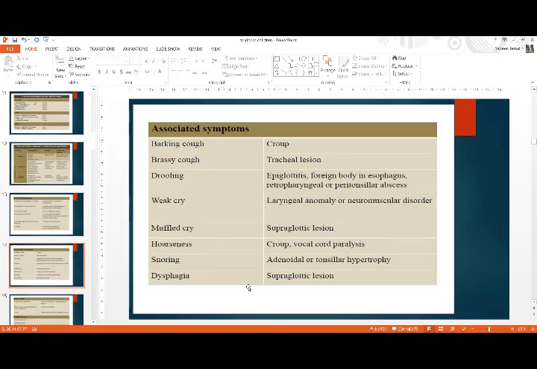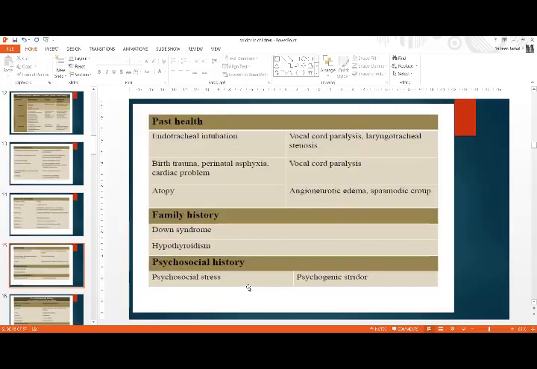If there is a history of dysphagia, difficulty in swallowing, then supraglottic lesion is to be considered. If there is a past history of endotracheal intubation, then you should consider that vocal cord paralysis would be at the bottom of the stridor. And if there is birth trauma, perinatal asphyxia, or cardiac problems, then again vocal cord paralysis should be considered.